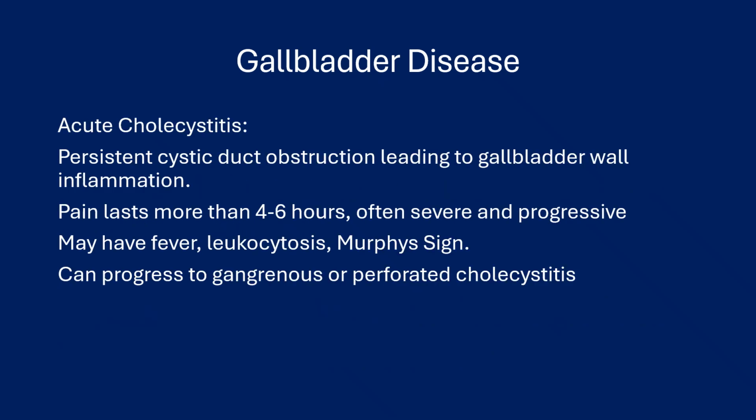Gallbladder disease continuing. Acute cholecystitis, a persistent cystic duct obstruction leading to gallbladder wall inflammation. Pain will last more than 4 to 6 hours, often severe and progressive. These patients may have fever, leukocytosis or elevated white count, and what's called a positive Murphy's sign, which I'll discuss in a minute. It can progress to gangrenous or perforated cholecystitis.